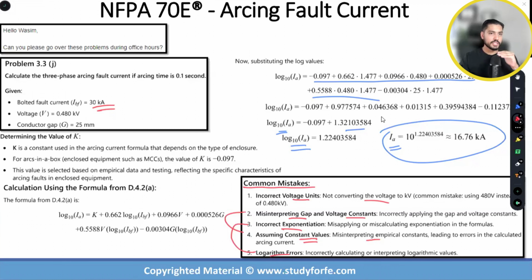1 kV. Okay, there's a threshold. There's a different formula for 1 kV and above, and there's a different formula for 1 kV and below. So the reference is, thank you, D4.2B, for those of you who are interested.